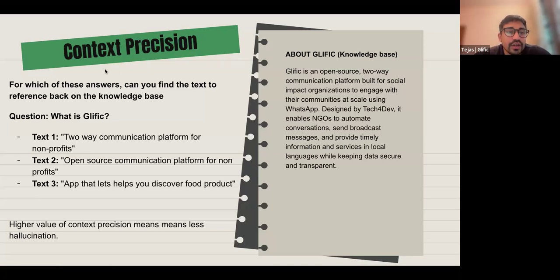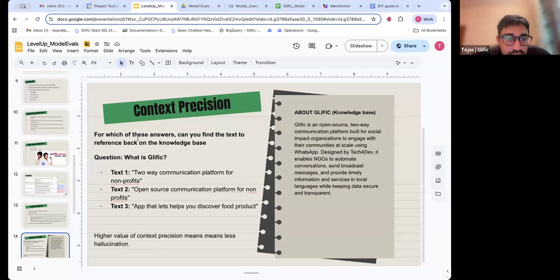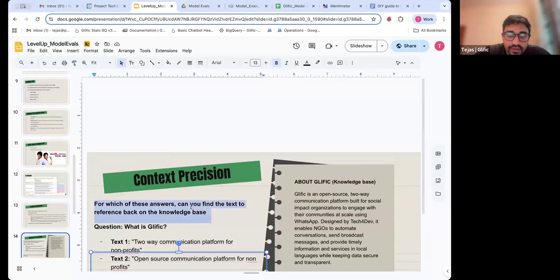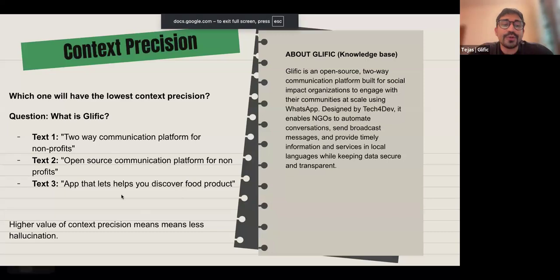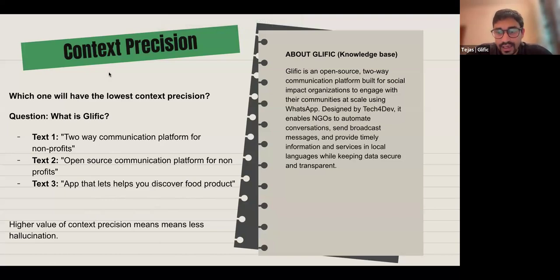Which one do you think will have the lowest context precision in this case? Let me ask this again: which one will have the lowest context precision? I'm not asking for the value, because that is something we probably cannot determine, but out of these three, there's an intuition that tells us which one will have the lowest precision.